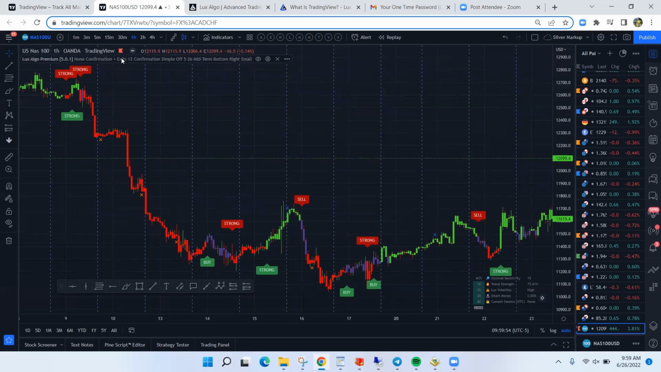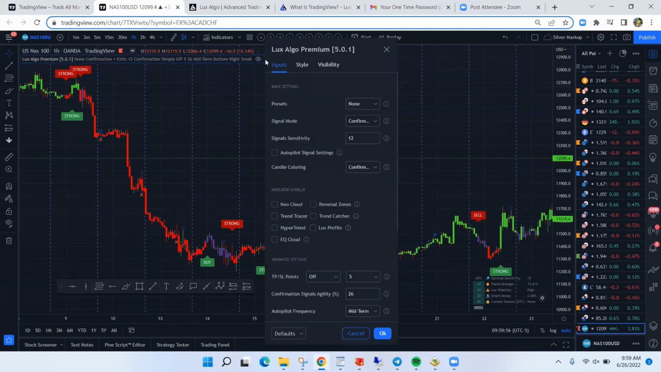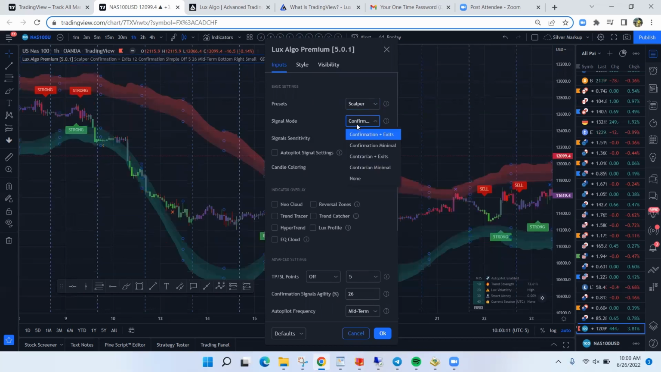What I like to do is go into the settings. This is how you customize it. You have presets. Presets are for if you are trying to do swing trading, trend, contrarian, or scalper. Let's actually go to scalper real quick. And as far as the confirmation mode, confirmations is basically going to be where it shows you trend following trades.